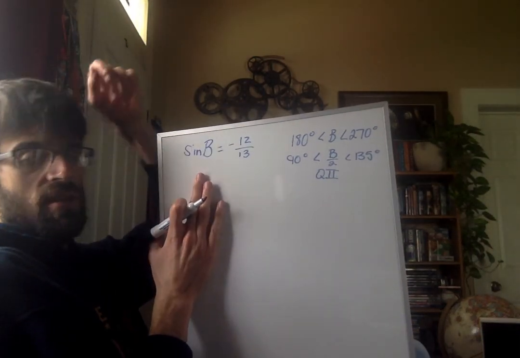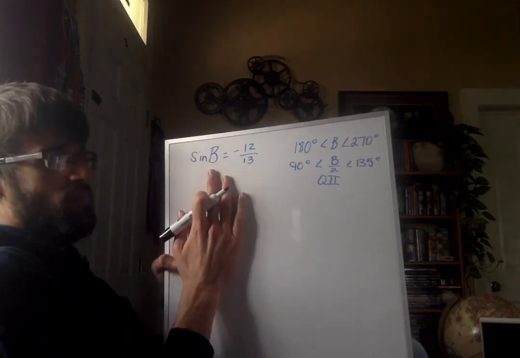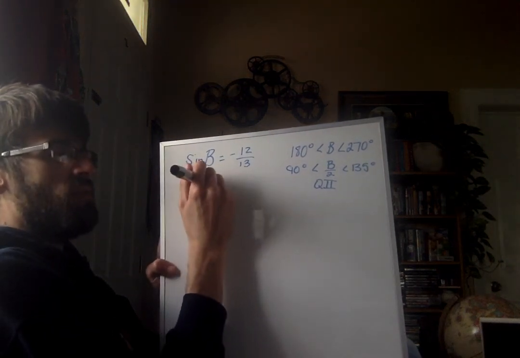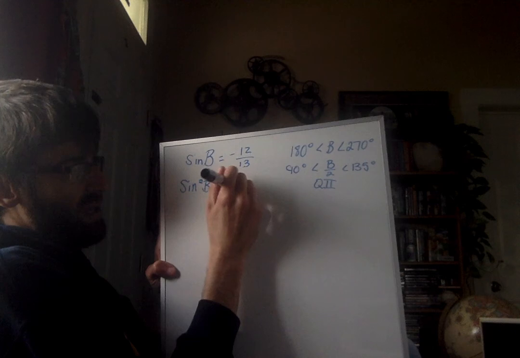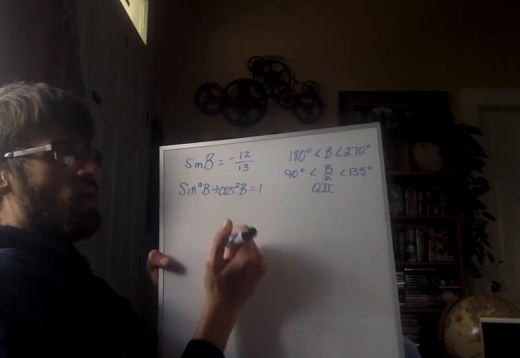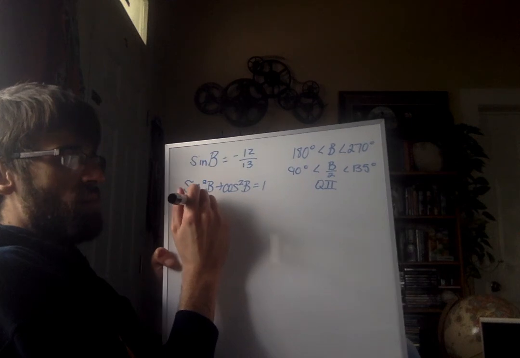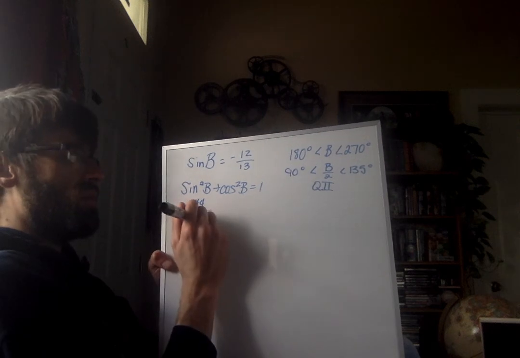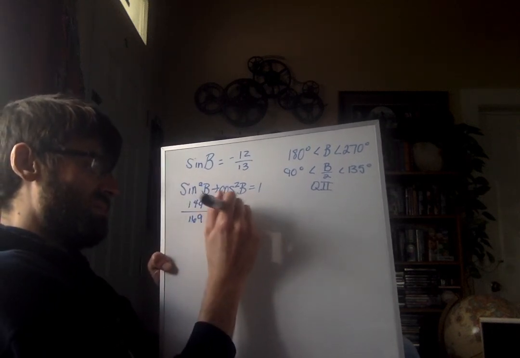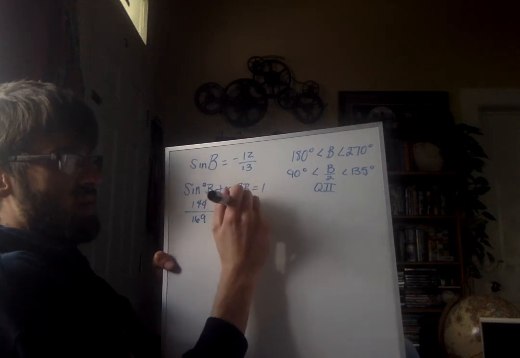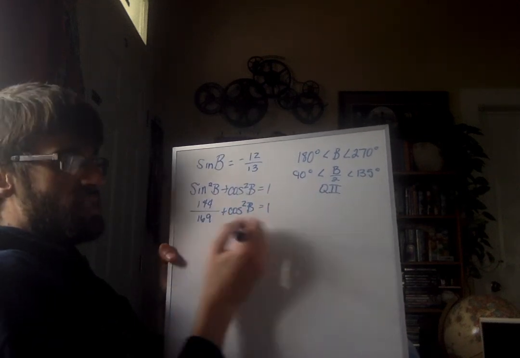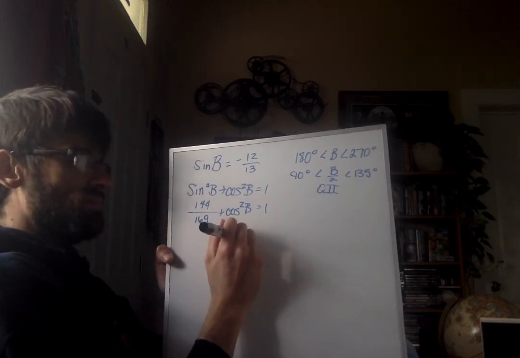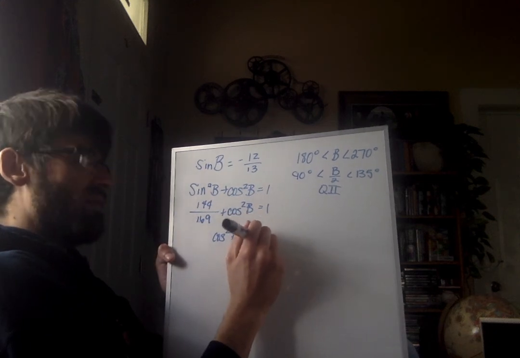Now, all of these formulas do not use the sine of B. They need the cosine of B. So I'm going to use the Pythagorean theorem. I'm going to use that sine squared of B plus the cosine squared of B equals 1, and then solve for the cosine of B. So once I square negative 12/13, that's going to be 144 over 169. Cosine squared of B. Now I'm going to take that to the other side. That's going to be 25 over 169.